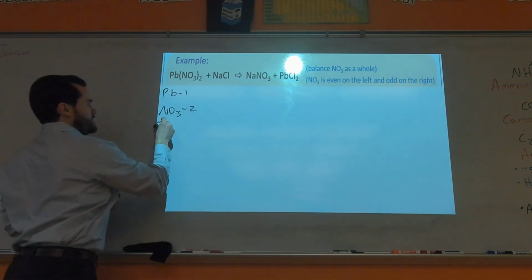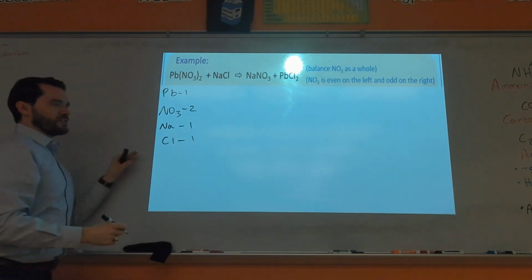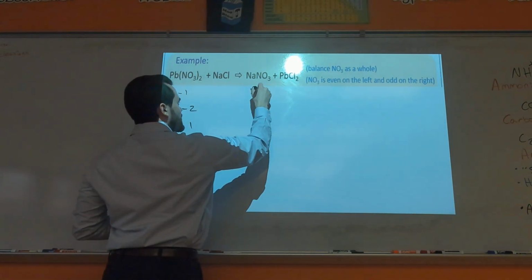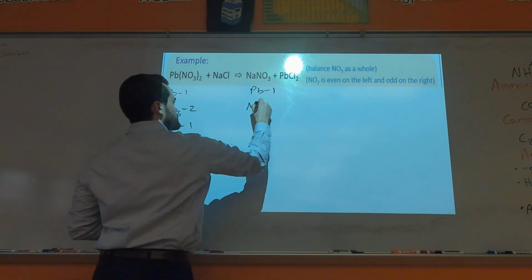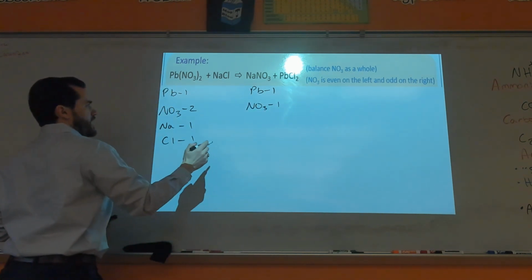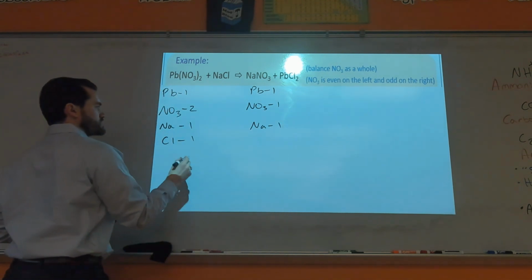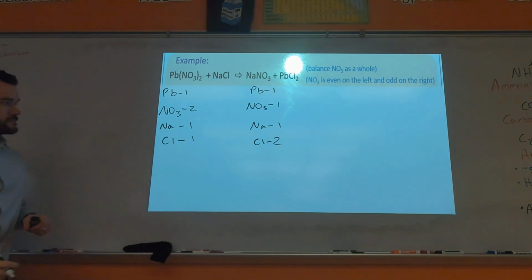And then Na, we have one of those. Chlorine, we have one of those. Then in our products, you have one lead. Nitrates, you just have one nitrate. And then you have one sodium in your products and two chlorines. Okay? So basically, we need to deal with our nitrates and we deal with our chlorines.